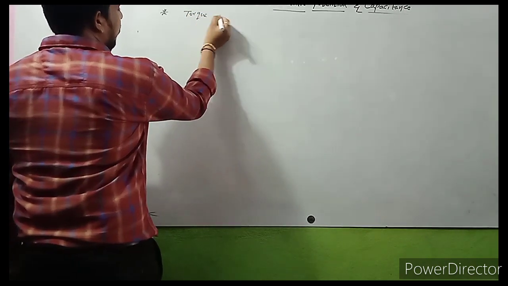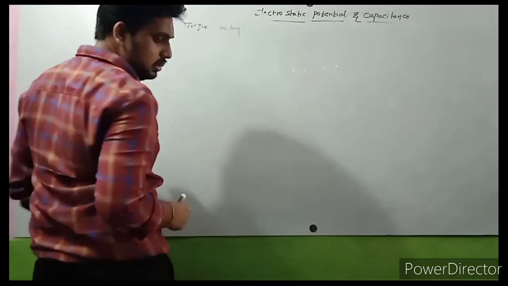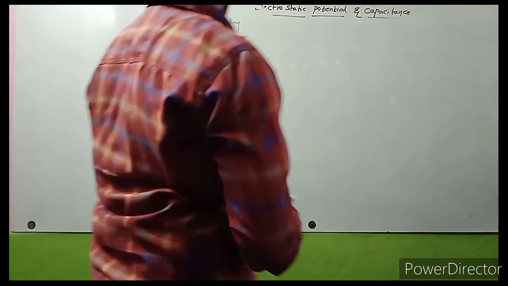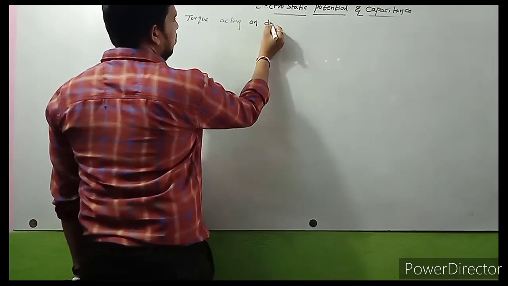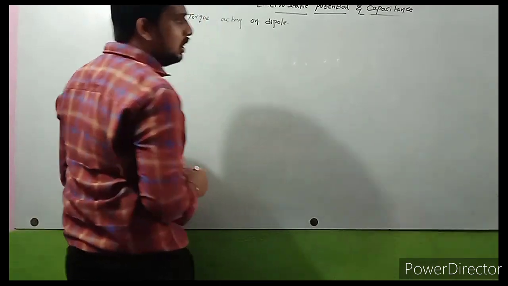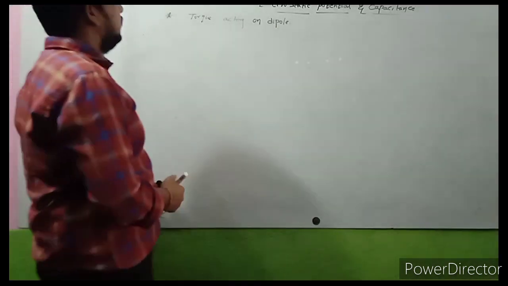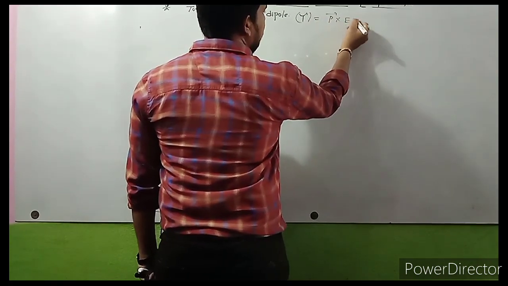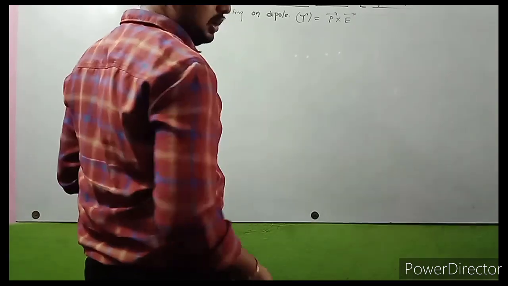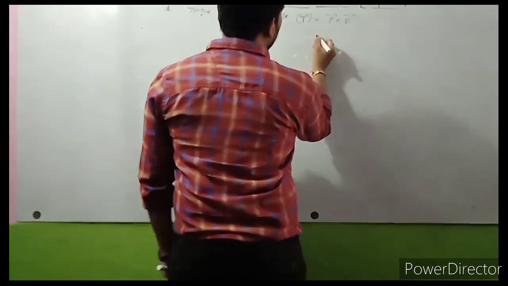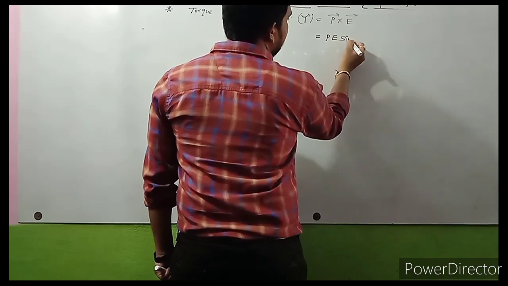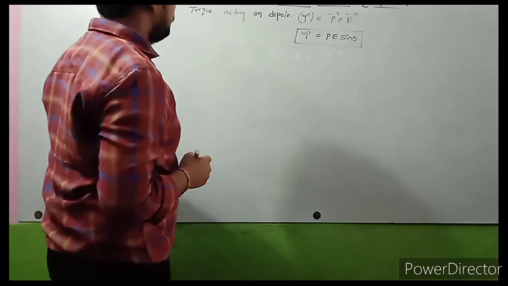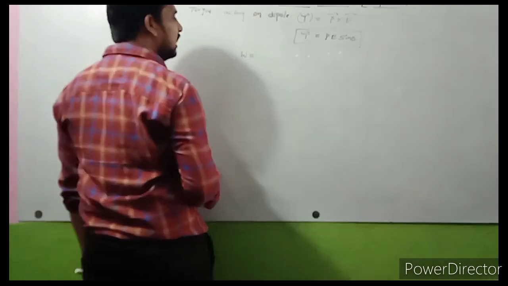Torque acting on a dipole. Torque tau is equal to P bar cross E bar, and here P bar cross E bar is nothing but P E sin theta, so tau is equal to P E sin theta.